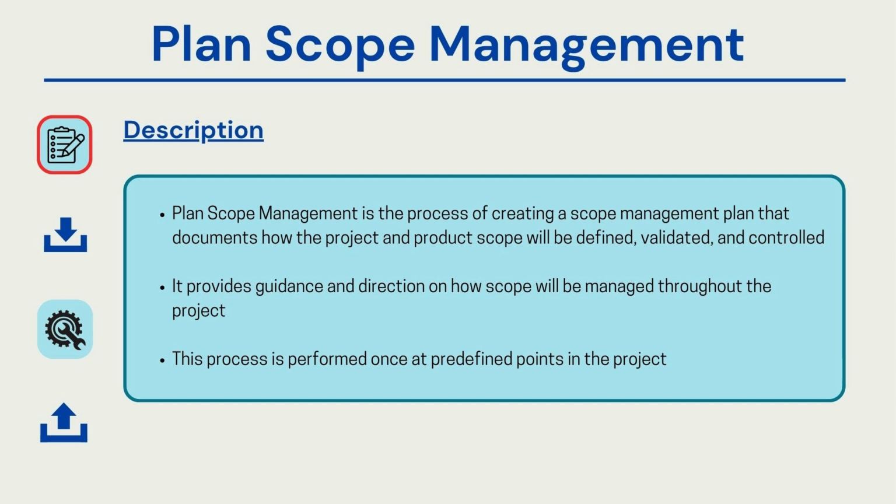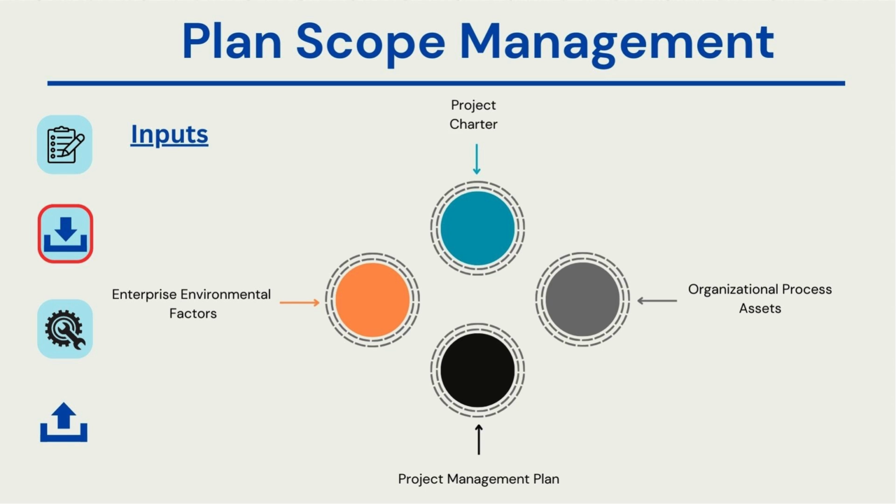Now, how do we create this document? For that, we must refer to certain inputs. The first is, of course, the project charter. Since we are defining the approach, it's important to refer to the project charter to understand the high-level scope mentioned there. We also need to refer to the project management plan, which is a subsidiary management plan encompassing various plans, such as the quality management plan.